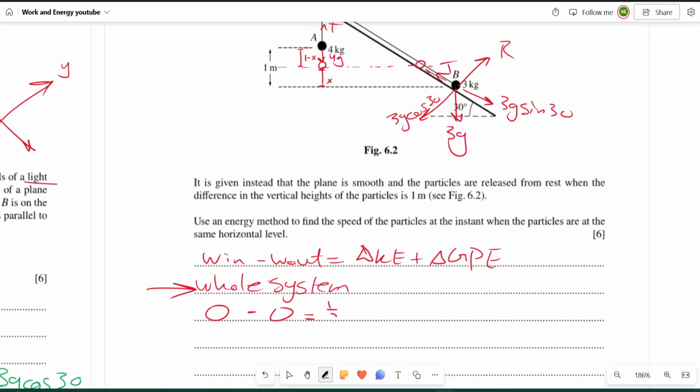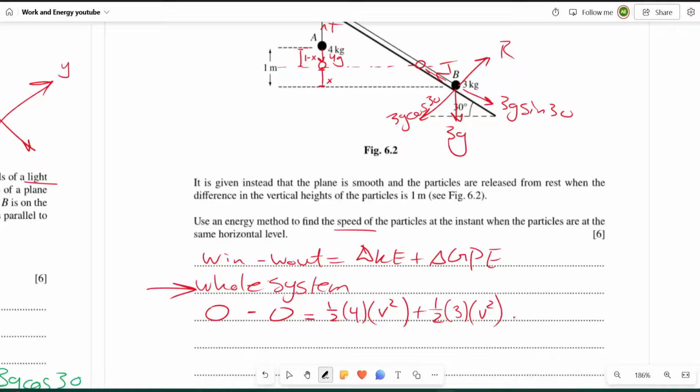For A, it's going to be half times the mass of A, which is 4, times the V final of A, which is the speed we're trying to find. Let's call it V, minus the V initial, which is 0. So minus 0 is basically nothing. Plus the change in kinetic energy for B, which is half times the mass times the same final velocity minus initial, which is 0. So I'm just not going to bother to write minus 0 squared.